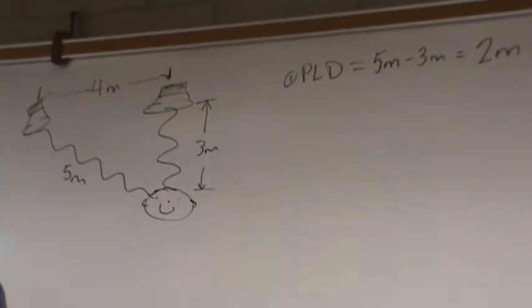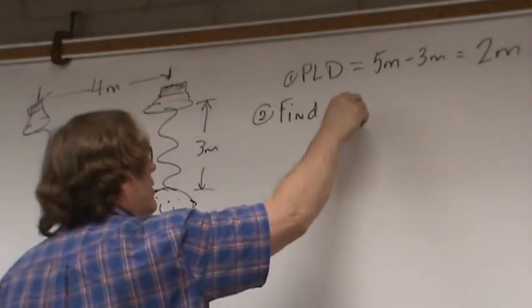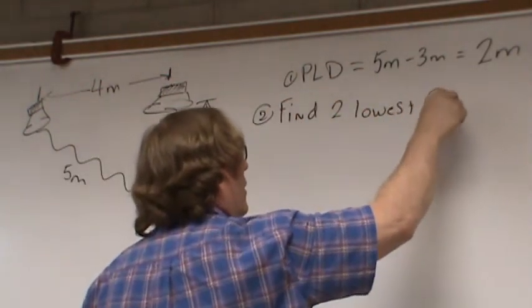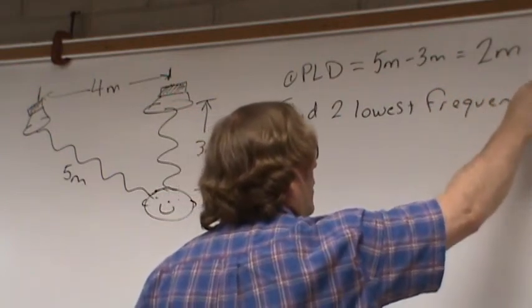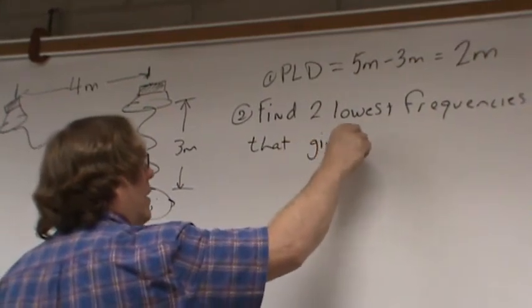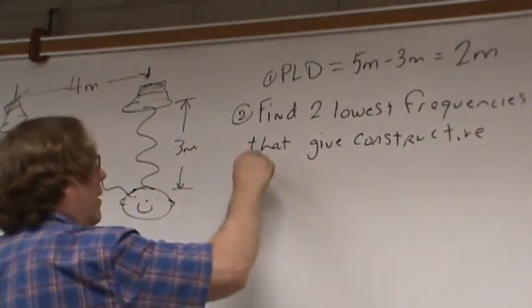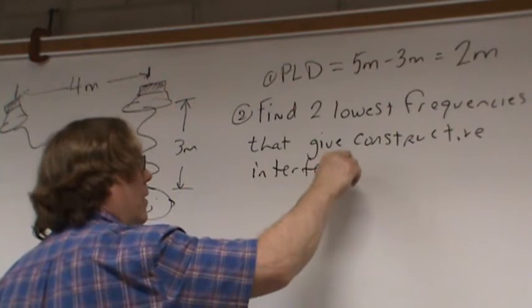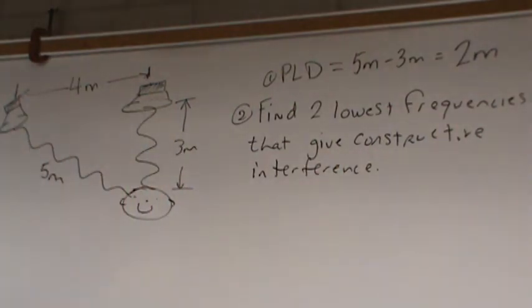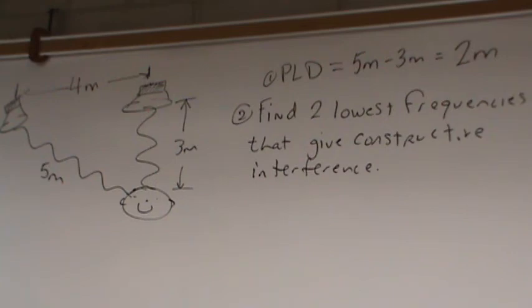Okay, so now I'm going to do a problem, then I'm going to have you guys do a problem. Here's the problem I'm going to do. Find the 2 lowest frequencies that give constructive interference. What are the two lowest frequencies that those speakers can be putting out such that when those two waves reach this guy, you get constructive interference?